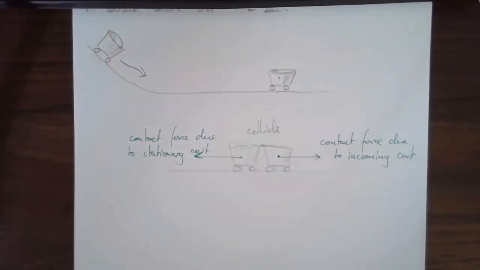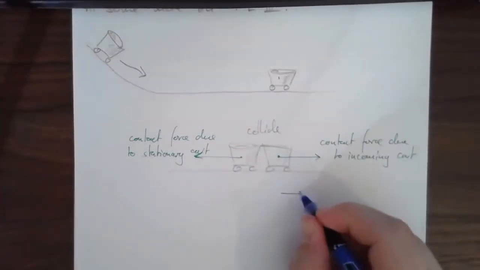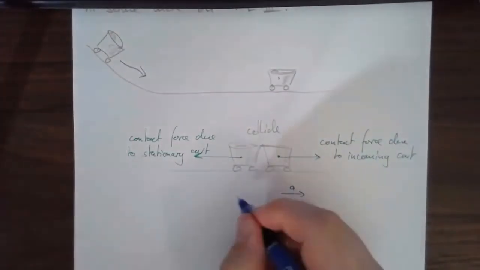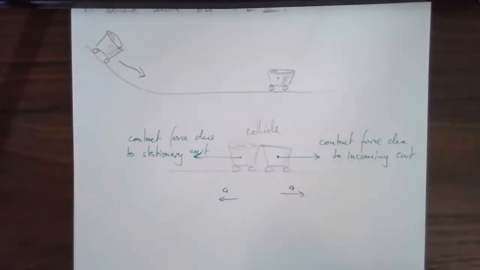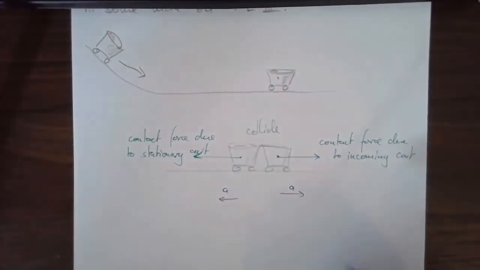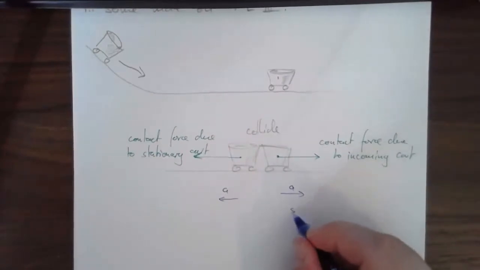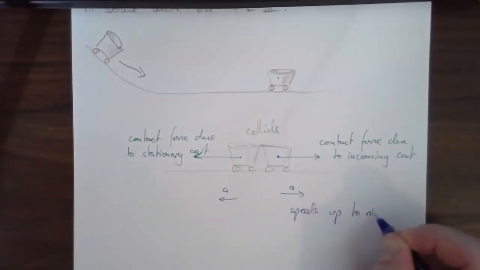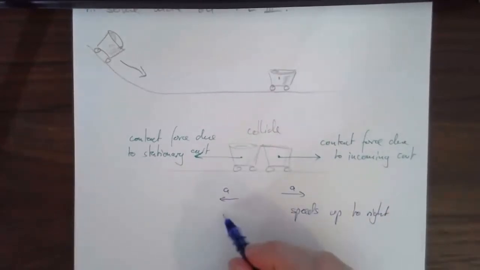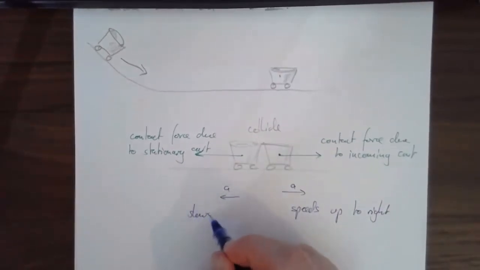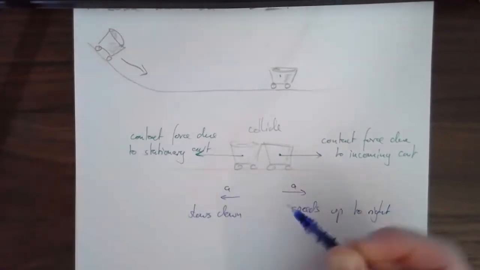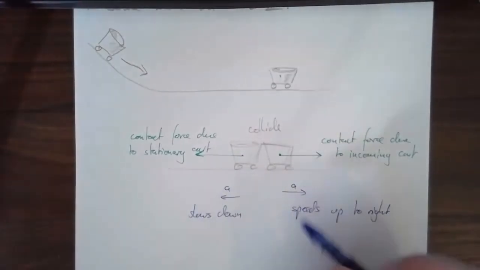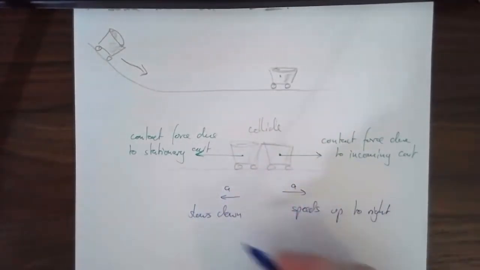And so what's the result? Well, this one is going to have an acceleration this way. This one is going to have an acceleration this way, which of course in this case means this one here speeds up to the right, whereas this one here slows down. Why is it slowing down? Because it was initially moving to the right.